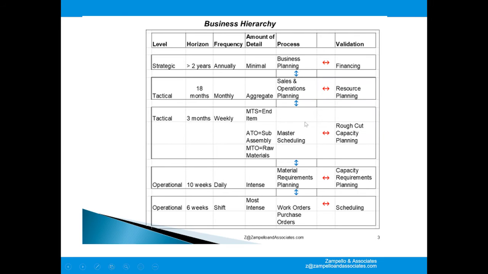Okay, and that's where in S&OP, that's where the leadership team is developing that strategy.